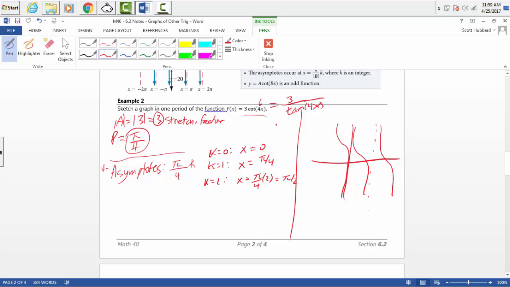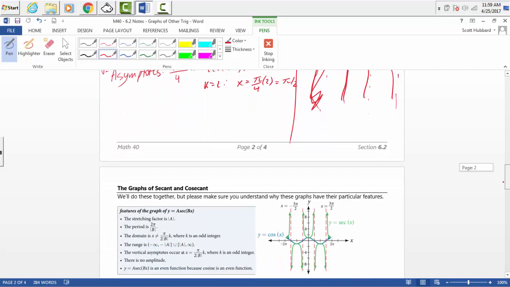I only wanted one period on the problem, but you can pick any of these as your periods. So x is 0, x is pi over 4, x would be pi over 2. Okay, and that's the general shape. Ooh, that was a really bad one. Okay, disregard that, my bad, but these are more accurate.